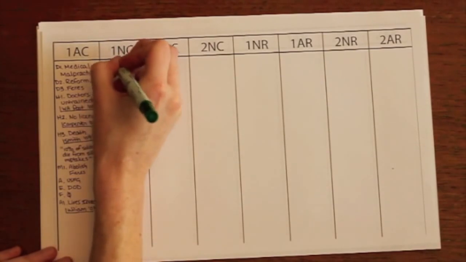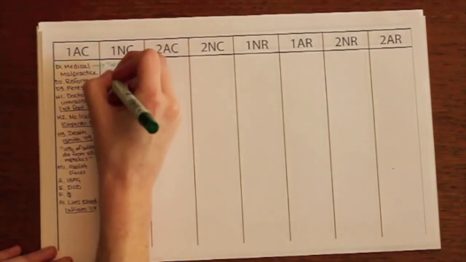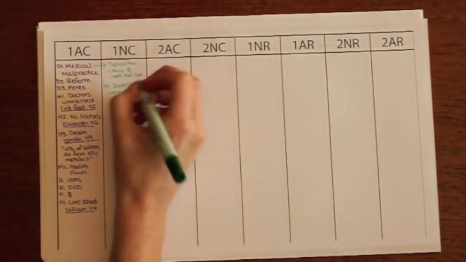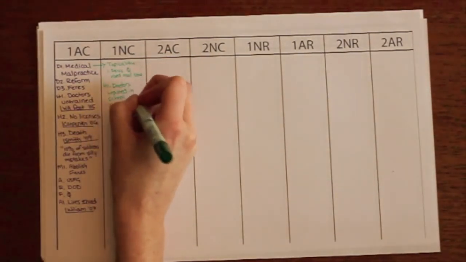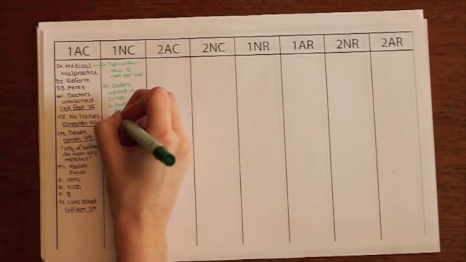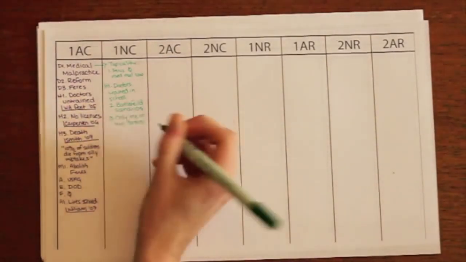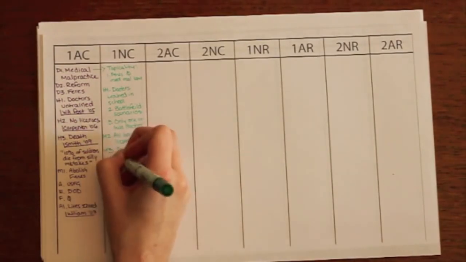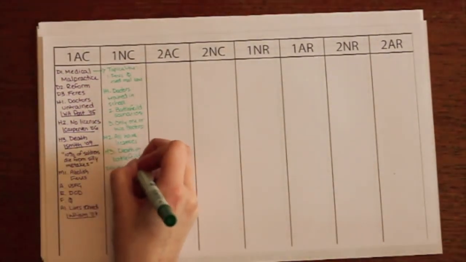The last important thing to remember is never flow top to bottom in every column. Always match responses to the outline points they address. This means you should never flow speeches from top to bottom in every column. In this example, notice how you can't tell which arguments the 1NC is responding to.